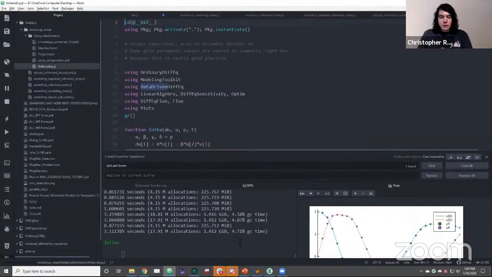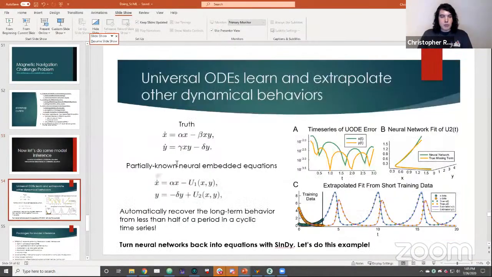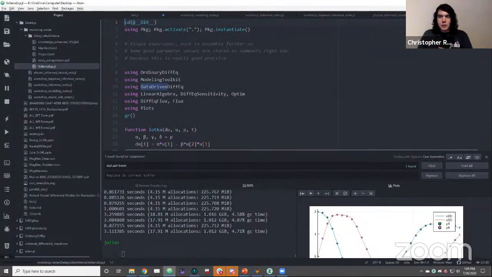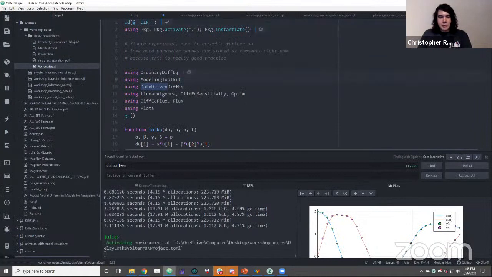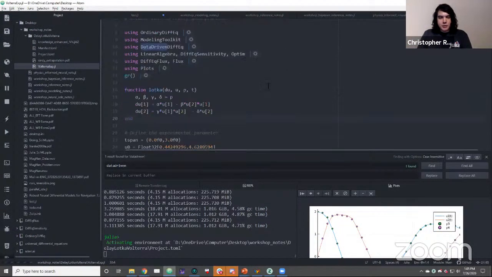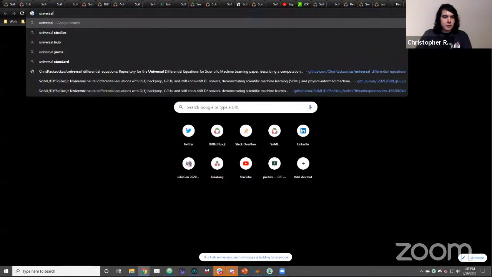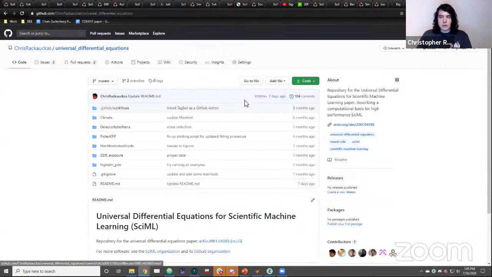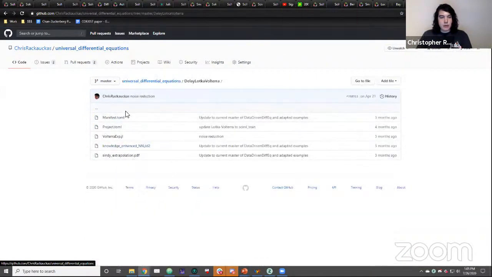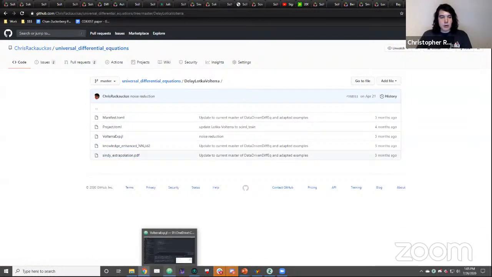So now what I want to do is one of these universal differential equation examples where we fit a small time series to be able to recover the missing equations and then extrapolate forward in time. I'm going to instantiate a manifest for this one. And the place where you can find this example is if you search for universal differential equations, you can find the repository that's associated with that paper, and you can find the full manifest and these examples here. I'm just going to quickly run through it.